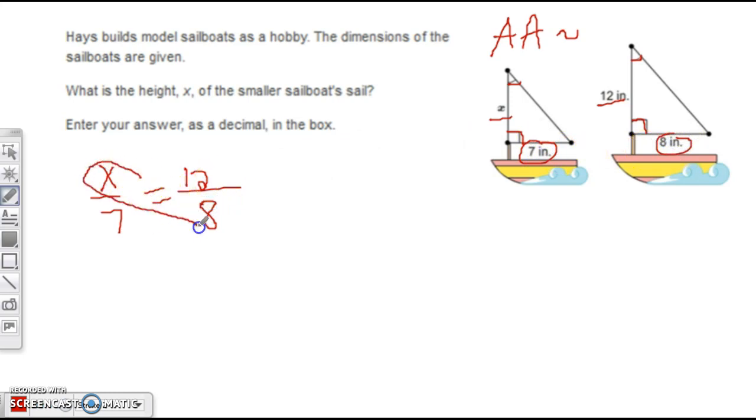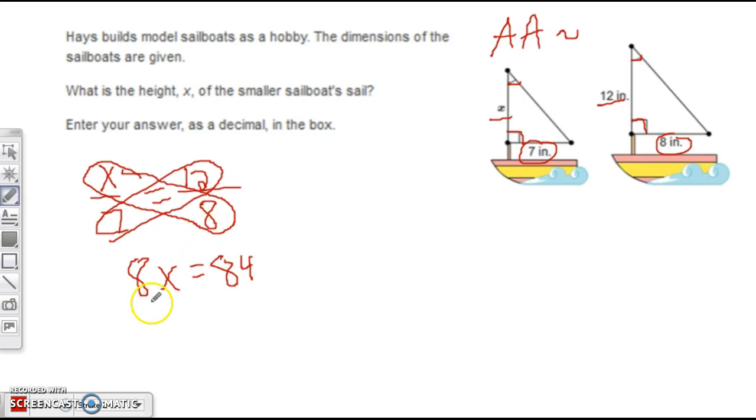And then we got some cross multiplying to do. 8 times x is 8x. 7 times 12 is 84. And then you could divide each side by 8. And I got that x equals 10.5.